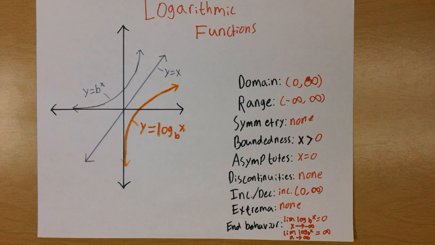The boundedness is x is greater than 0 because there is an asymptote at x equals 0. There are no discontinuities. The function increases from 0 to infinity. And there's no extrema, and the end behavior is as shown.